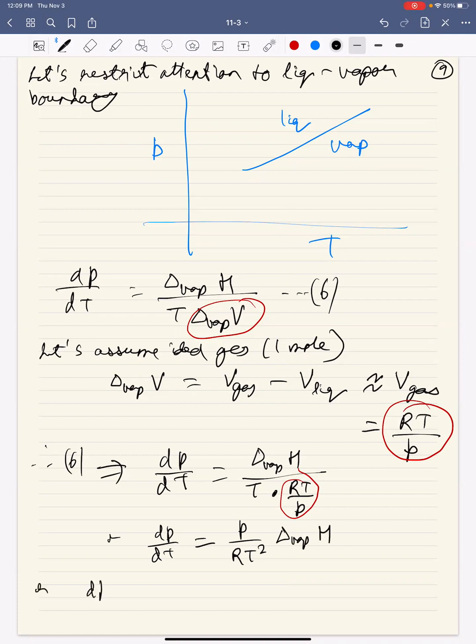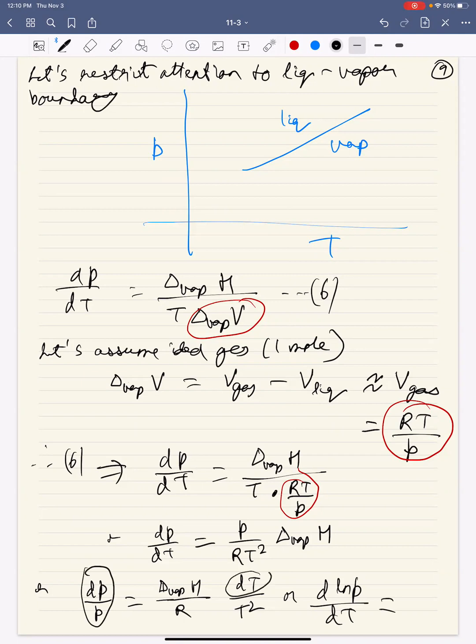Or dP by P is equal to delta vaporization H divided by R multiplied by dT by T square, right? And now, a final algebra, we can write this as d ln P by dT. So this is d of log of P, right? And we take this dT and bring it to the left side, is equal to delta vaporization H by RT square. This equation also has a name. This is known as the Clausius-Clapeyron equation.